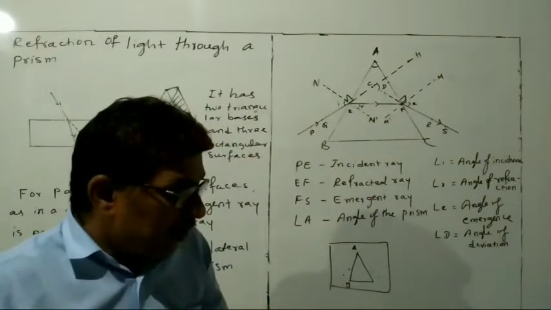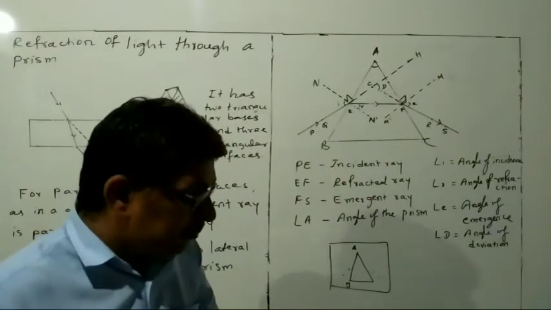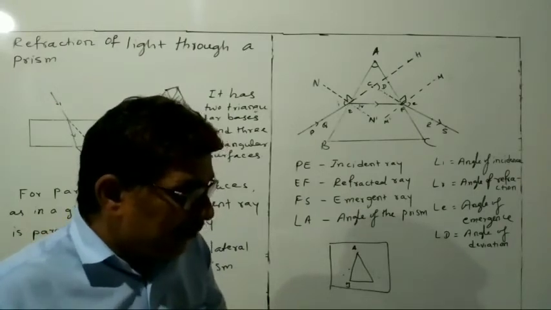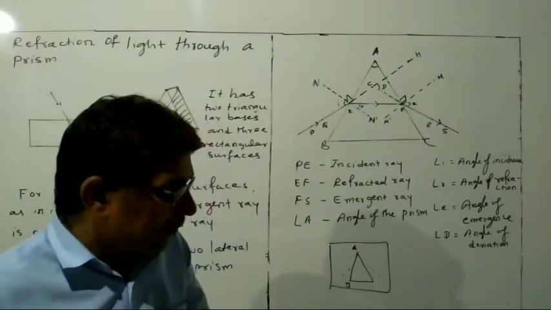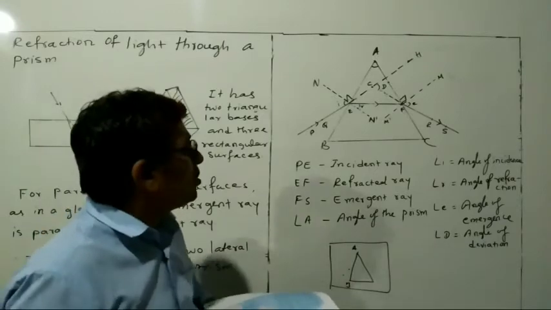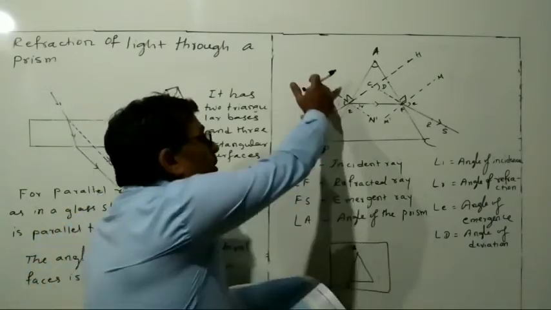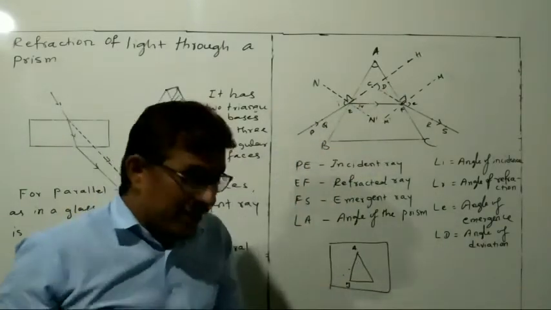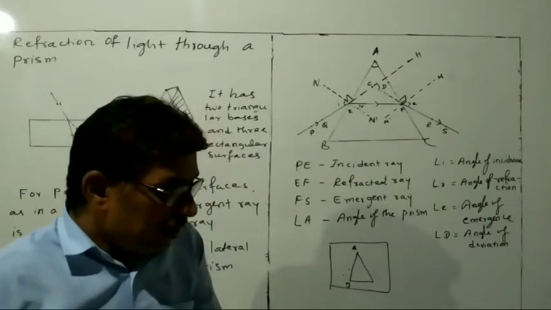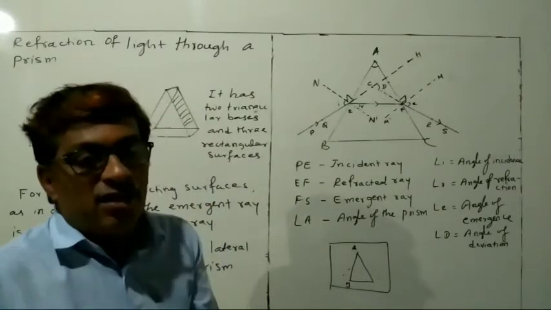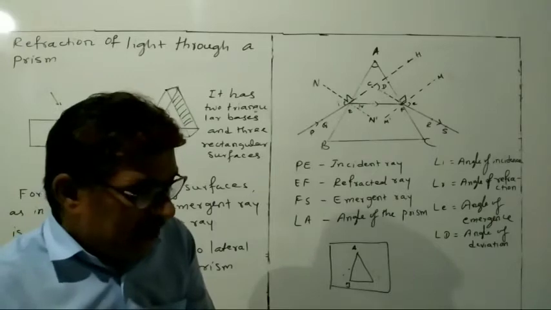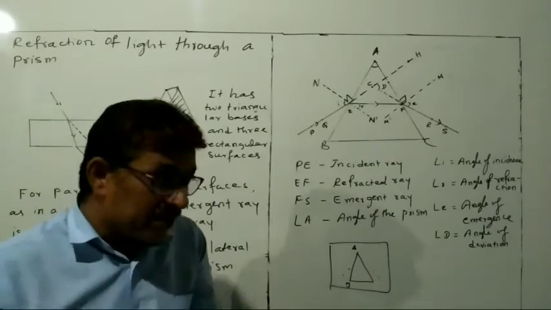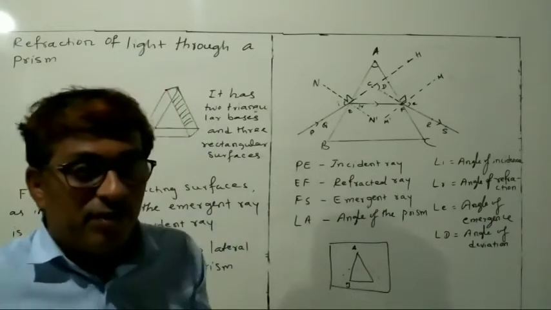Okay. Now draw the perpendicular lines to the surfaces AB and AC of the prism at E and F respectively. So we have to draw the perpendicular lines, like these. Okay, now mark the angle i, mark the angle r, and mark the angle e. So these are the activities given to you.